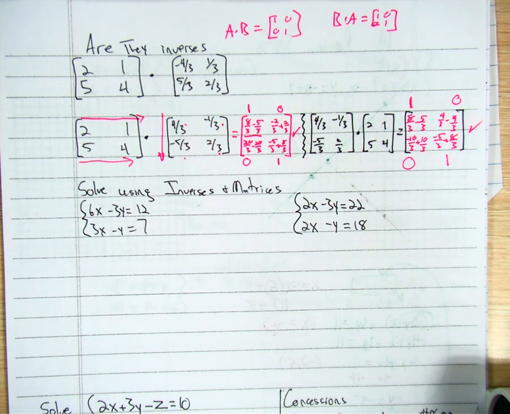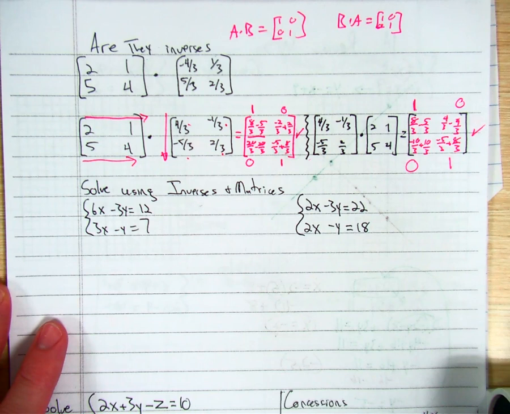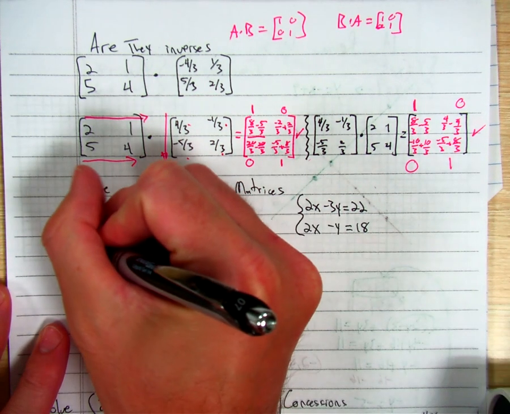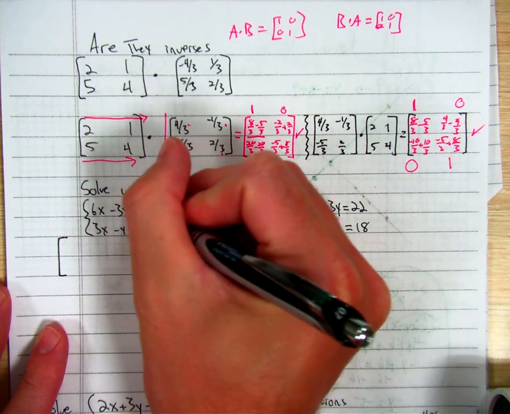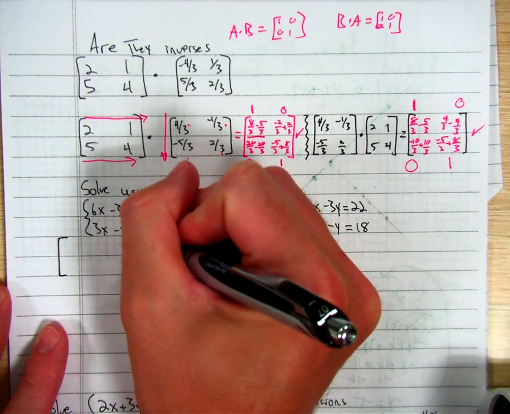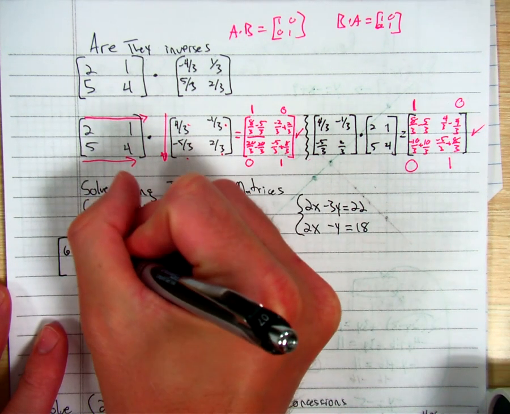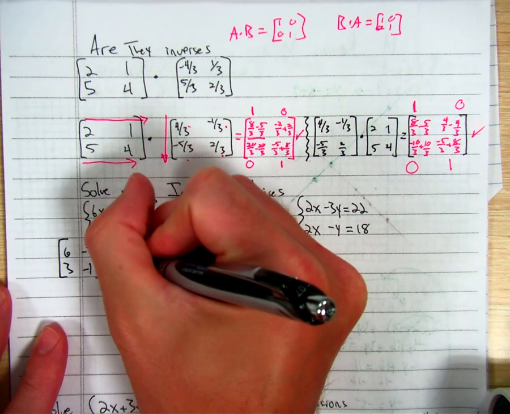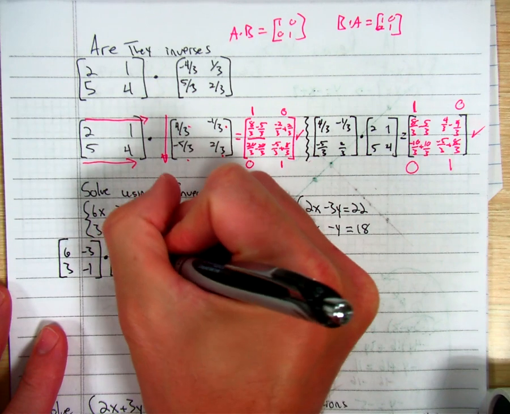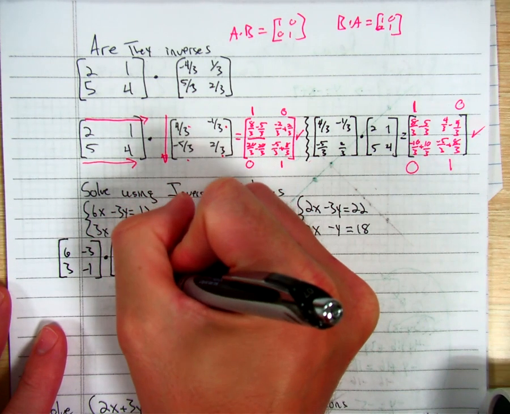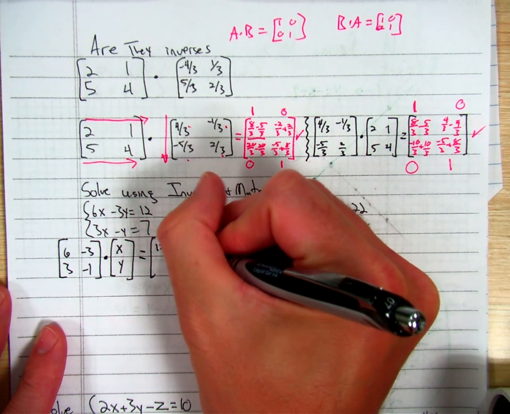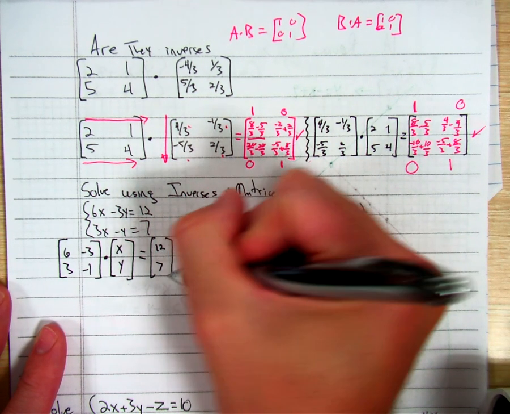Solve using inverses and matrices. So step 1 is to change this into some matrices. 6, negative 3, 3, negative 1, times x, y equals our answer side, 12, 7.